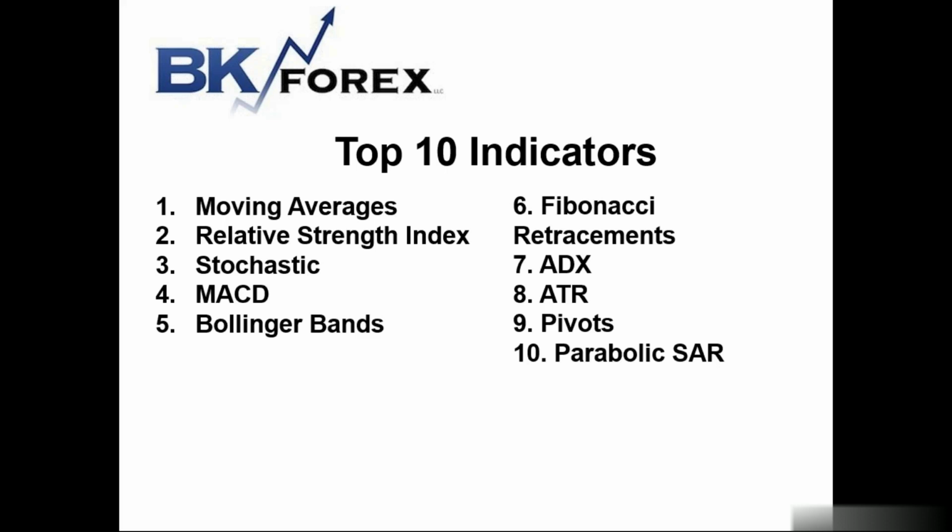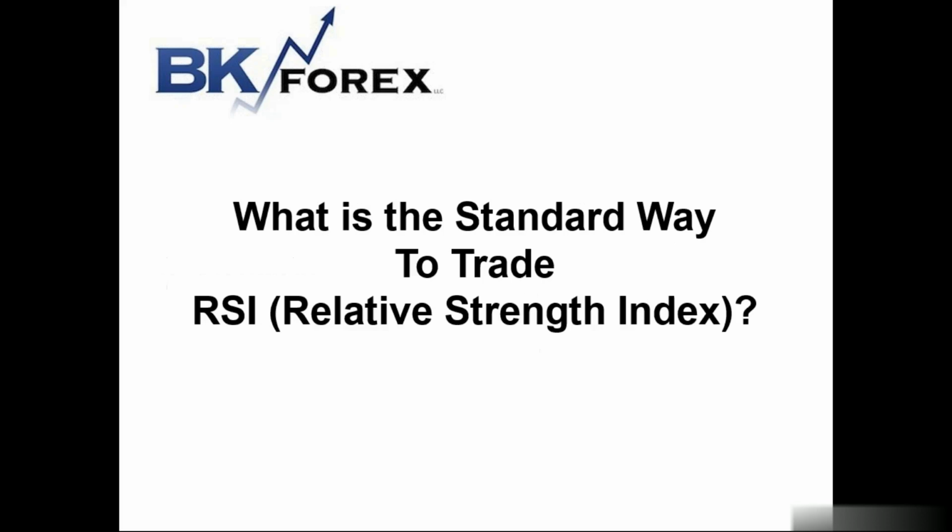These are the most common technical indicators in Forex trading: moving averages, relative strength index, stochastics, MACDs, and Bollinger Bands. We'll look at how to turn each one of these into a technical indicator, and then perhaps use some of these other indicators as supportive analysis. And this includes Fibonacci retracements, ADX, the average true range, pivots, and the parabolic SAR.